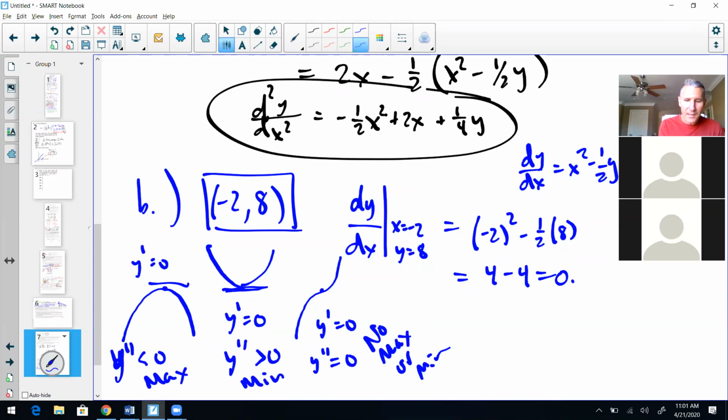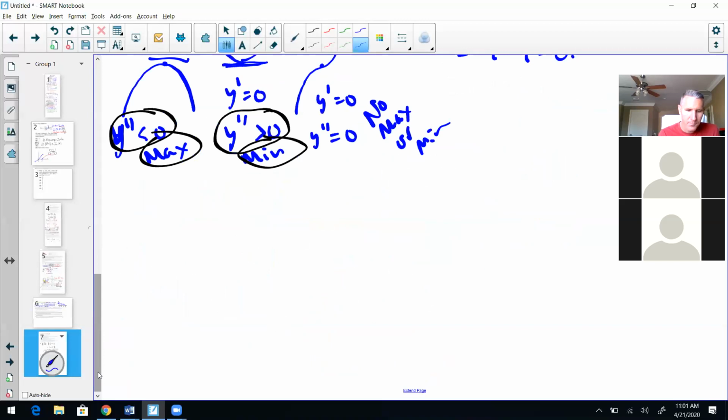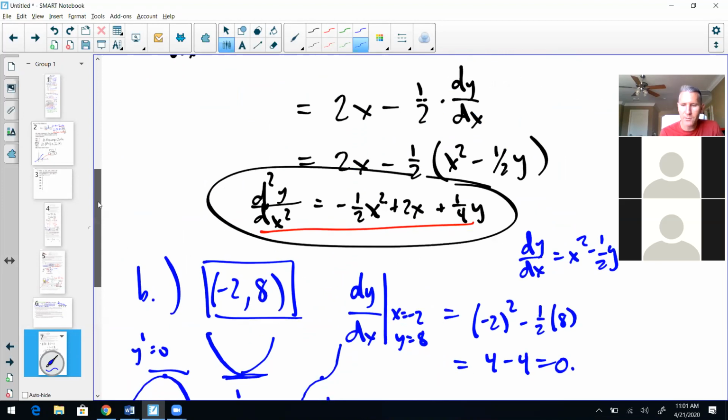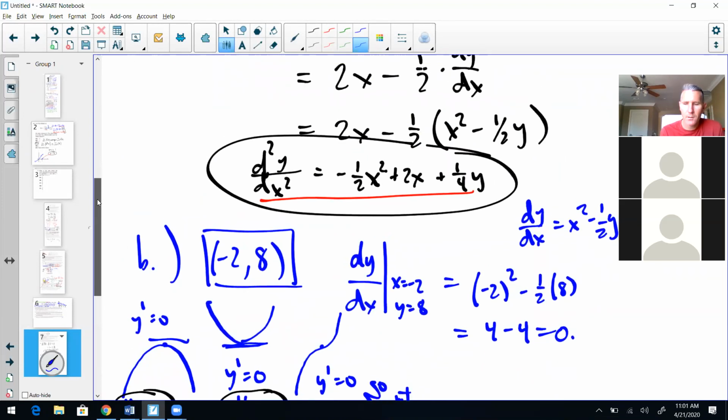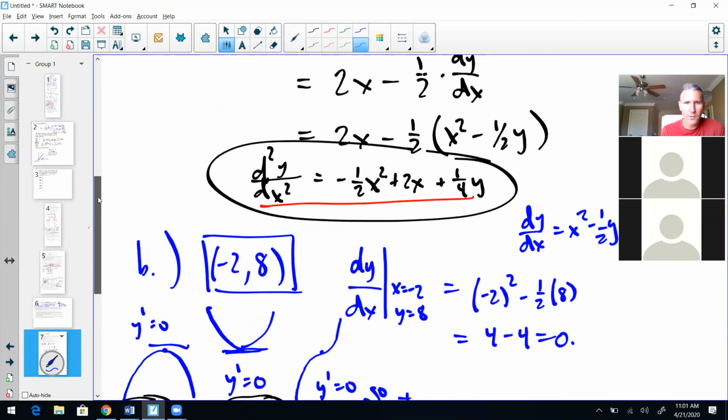So we're looking at the second derivative. Is the second derivative going to be greater than 0, in which case there's a min? Second derivative less than 0, in which case there's a max. So we have the second derivative right here. Let's go ahead and find the second derivative of y with respect to x when x equals -2 and y equals 8. And really, we're just looking to determine if that is going to be positive or negative or 0.